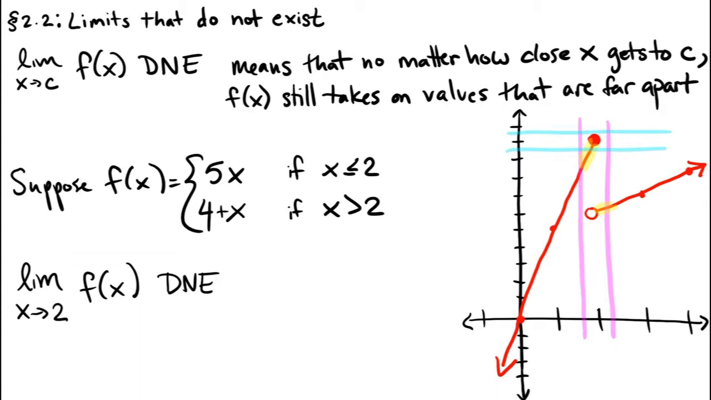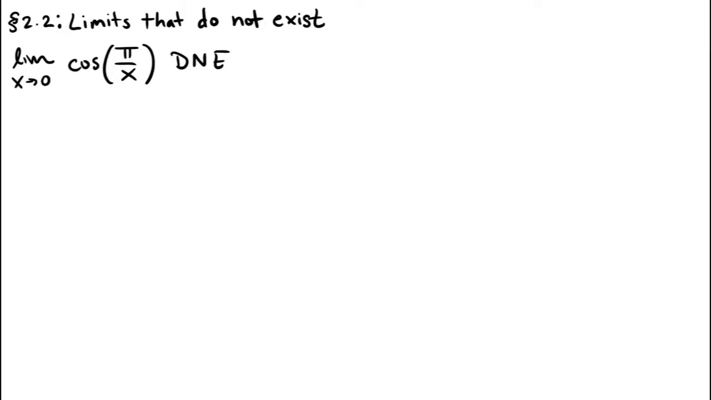And that's going to happen whenever f keeps on taking two different values, two values that are far apart, no matter how close we get. Here's another limit that does not exist. Cosine of pi over x as x goes to 0. Why not? Well, let's start by seeing what the graph of this function looks like.